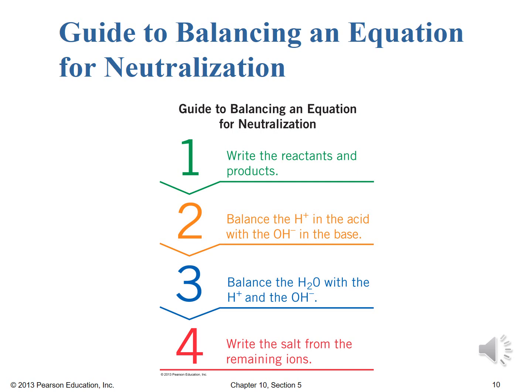And then 4, we write the salt from the remaining ions. So the cation from the base and the anion from the acid will pair up to form our salt. So it's a 4-stepper, but it's not very difficult. Once you get the hang of it, it follows a nice pattern and gets to be quite comfortable, even though it is 4 steps as opposed to a lot of times we see just 1 or 2-step guides.